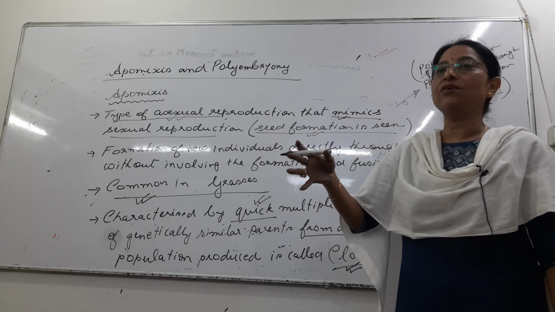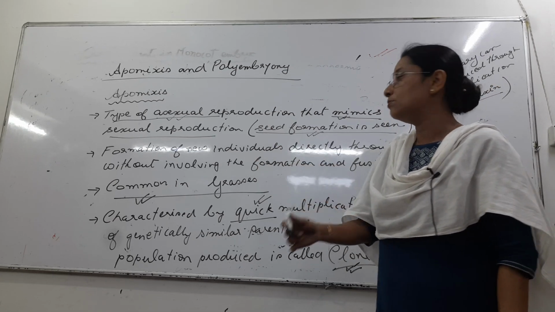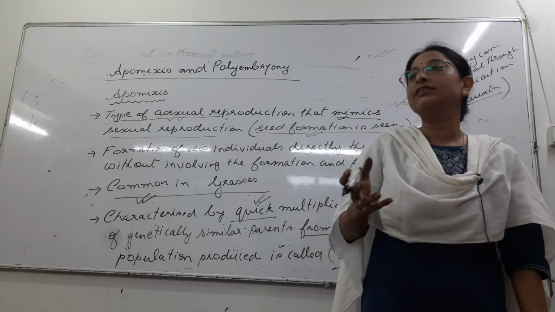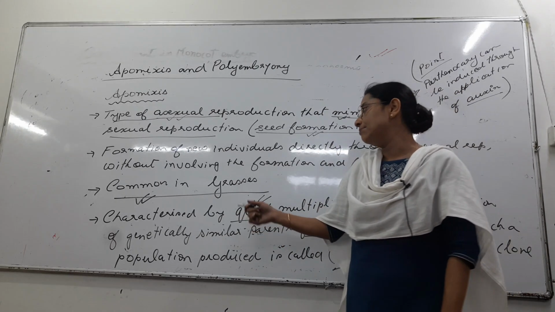This is something important. Apomixis is commonly seen in grasses. Obviously, it is an advanced character, and monocots are the best example, or the most advanced family of monocots is Poaceae. Poaceae or Gramineae, the grasses.